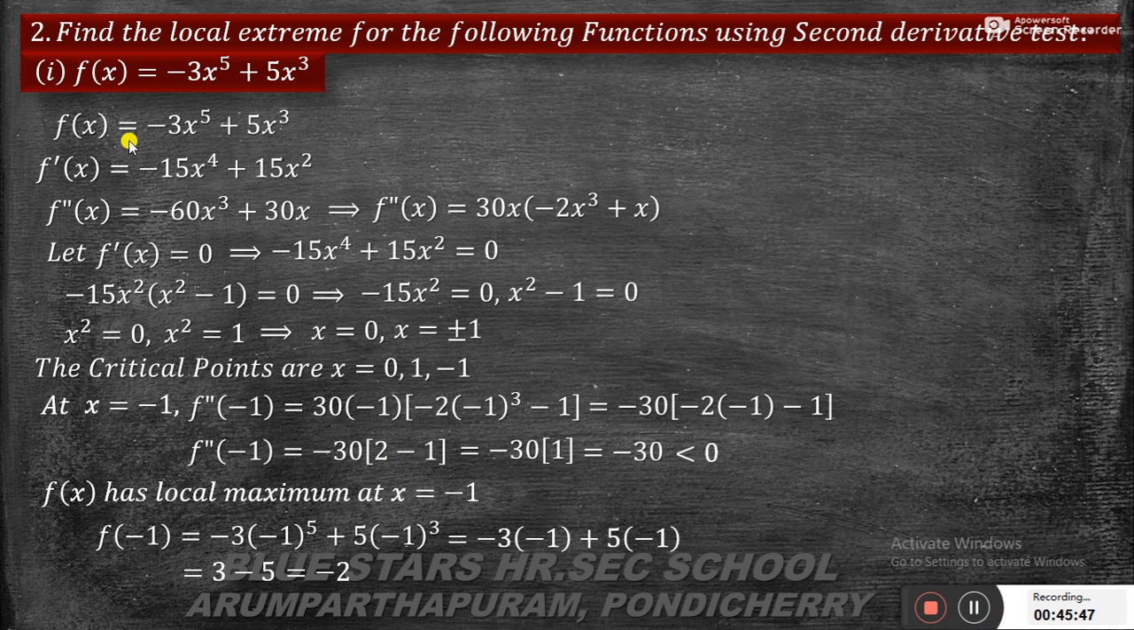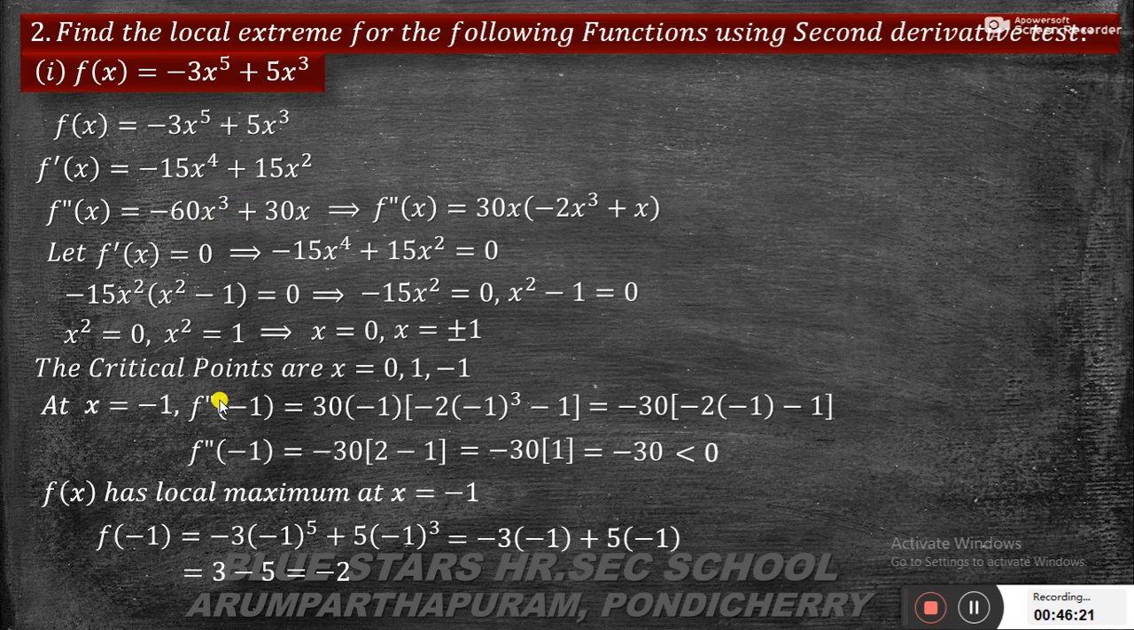Here we already found f of x, f dash of x and f double dash of x. You don't take any common factor, you just keep it as it is. f of x is minus 3x power 5 plus 5x cube, f dash of x equal to minus 15x power 4 plus 15x square, f double dash of x equal to minus 60x cube plus 30x. You just keep it as it is, without taking any common factor.